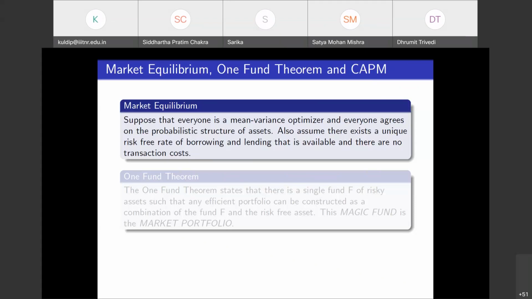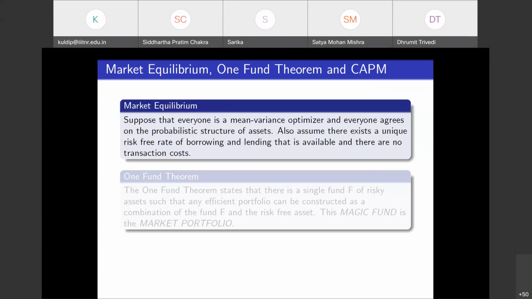So everyone agrees that the returns can be a random variable. They believe in Markowitz's theory of mean variance optimization. They believe in the efficient frontier theory, and they assume that there exists a unique risk-free rate of borrowing. So the assumption is that there is a single interest rate which is used for borrowing and lending, and there are no transaction costs. It's a simple case, but of course, subsequently more modifications of this have been incorporated.